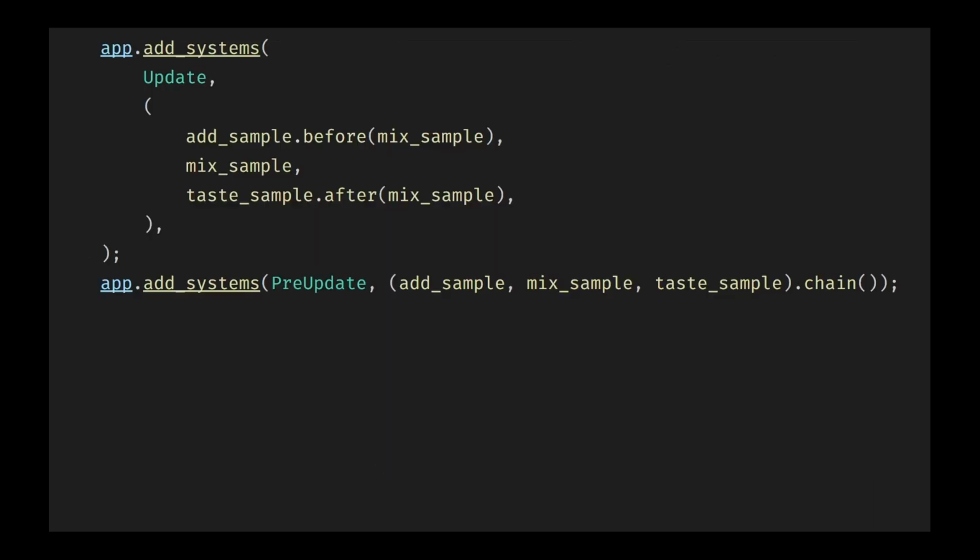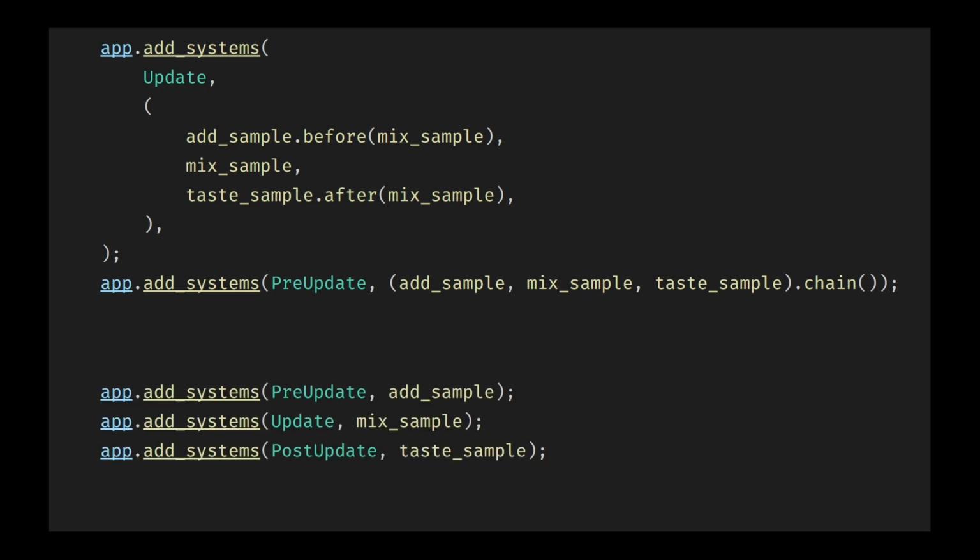You can control execution using the before and after constraints, or using chain if you have the systems laid out in the order when adding them. Another option is to place systems in specific schedules like pre-update to ensure they run before others. But without that setup, the timing of event handling becomes inconsistent and potentially problematic.